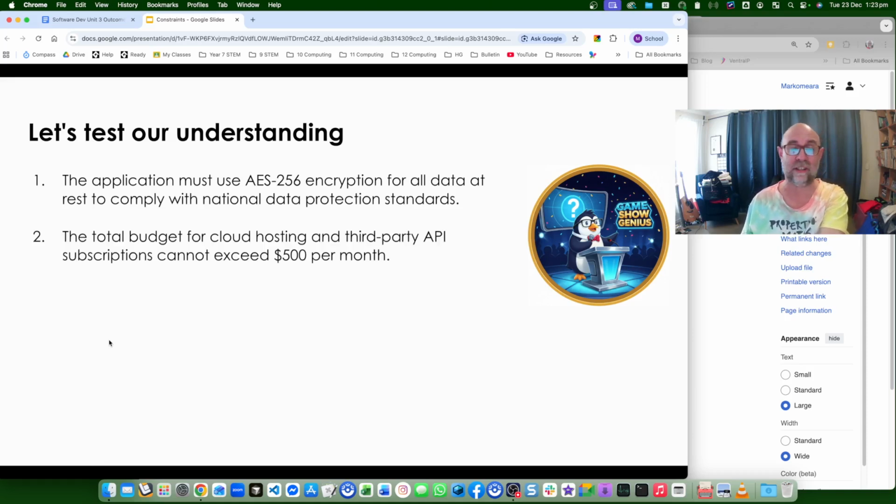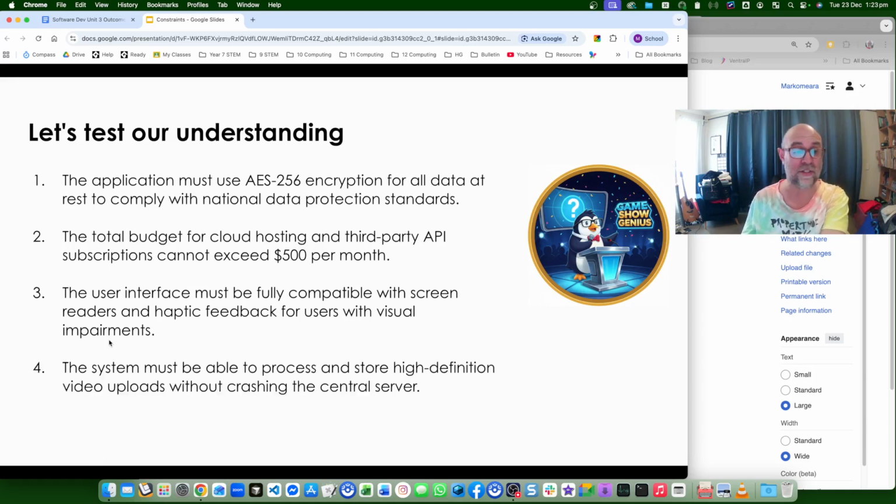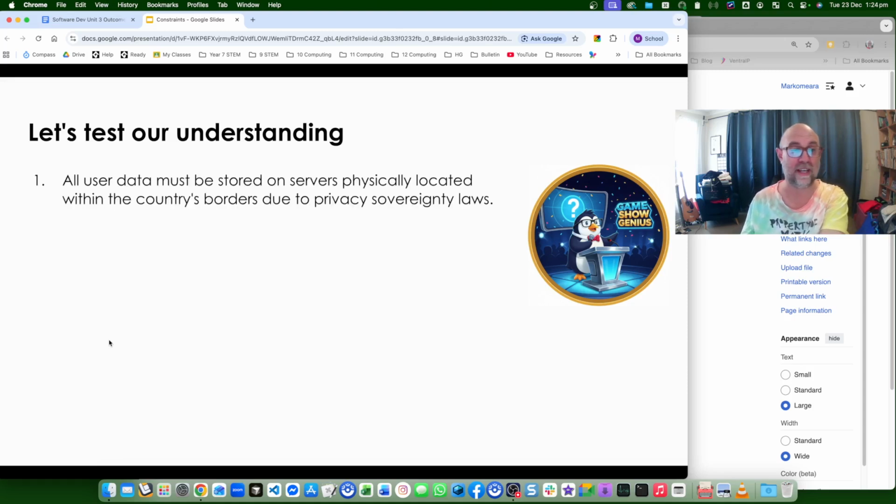The total budget for cloud hosting and third-party API subscriptions cannot exceed $500 per month. That is an economic constraint. The user interface must be fully compatible with screen readers and haptic feedback for users with visual impairments. That's a social constraint. That's to accommodate our users. The system must be able to process and store high-definition video uploads without crashing the central server. I would say that's a technical constraint. And we've got four more before we finish this presentation.